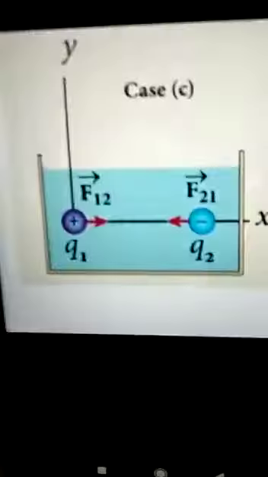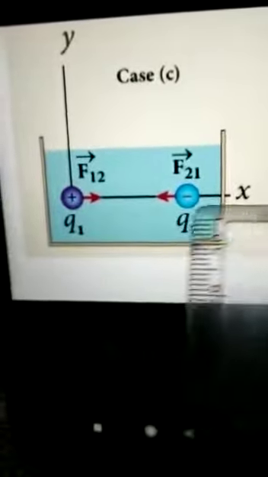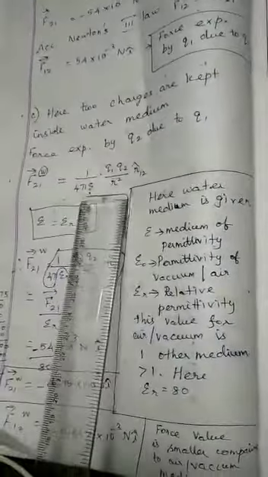The third case, see the diagram here. These two charges are kept in a water medium. In the first two cases, the medium was not mentioned. But in this third case, both charges are kept in the water medium. The force experienced by Q2 due to Q1: here also we are going to substitute the same formula.